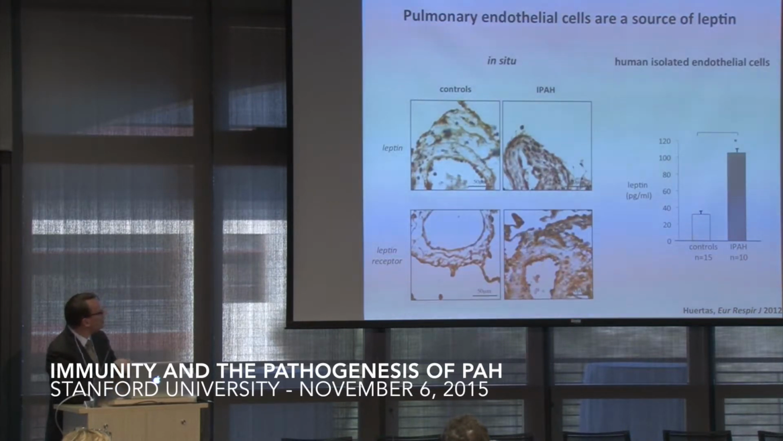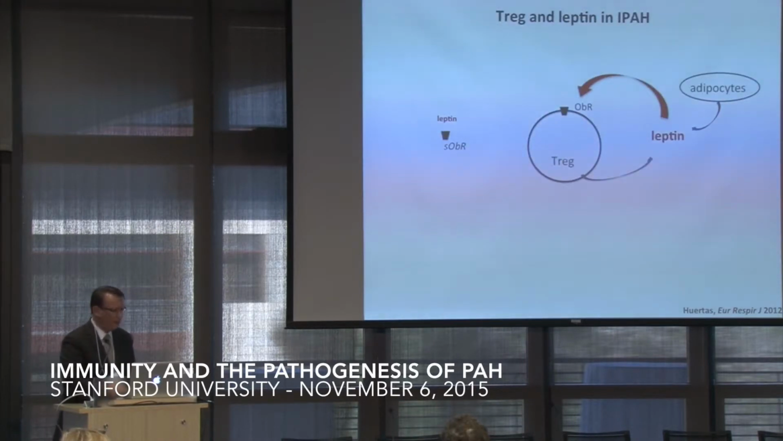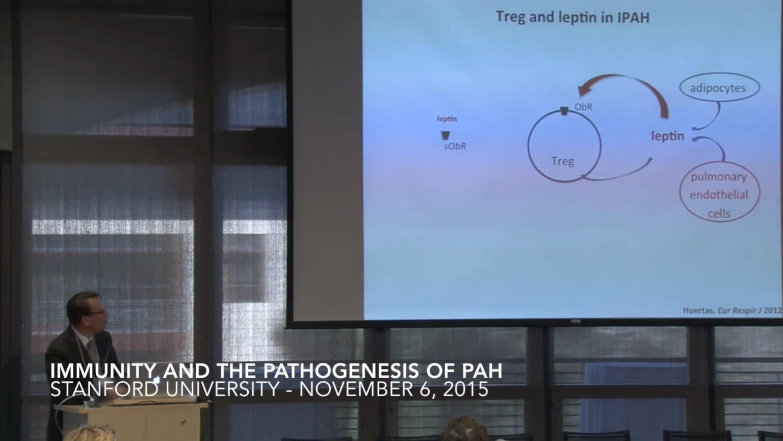So interestingly also, it doesn't project very well, but in PH, a major source of leptin was endothelial cells, and you see here in cell culture of pulmonary arterial endothelial cells, you have more pronounced leptin production versus controls. So this is a cartoon explaining what we feel is important. Adipocytes are an important source of leptin, but also pulmonary endothelial cells in pulmonary hypertension.